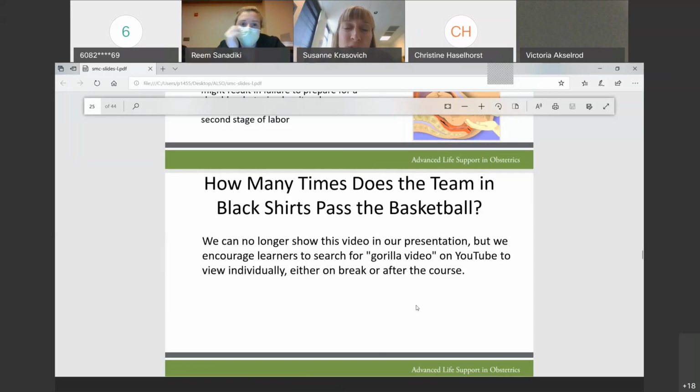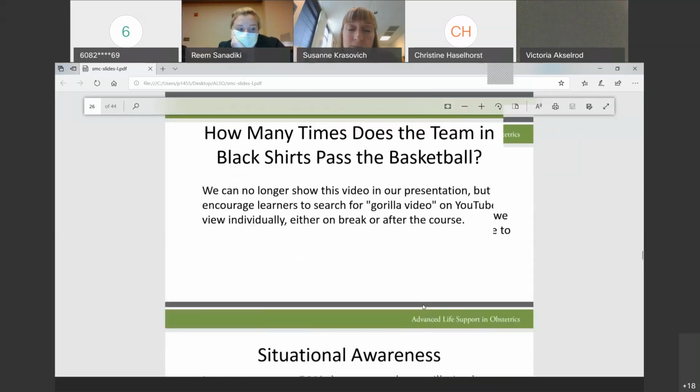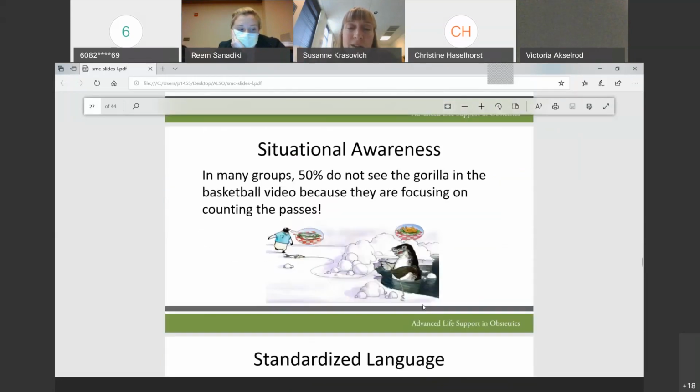But people are so focused on counting how many times the white shirt or the black shirt team passes the basketball that they fail to actually even notice the gorilla 50% of the time. So again, they were given an instruction to count the passes, and that led to them really focusing in and not paying attention to other things that are happening.